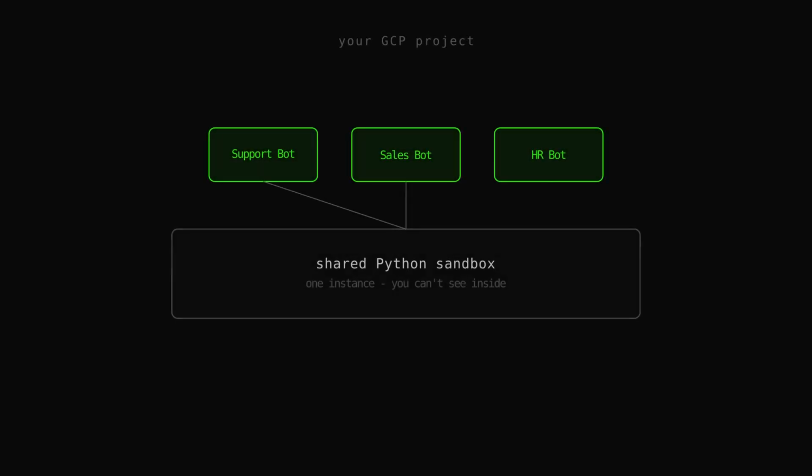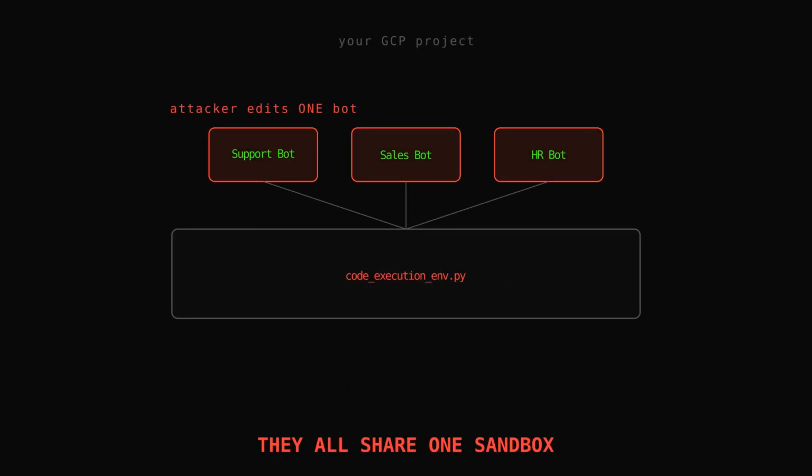You build a few chatbots on Google's Dialogflow. A support bot, a sales bot, an HR bot. Different agents, different jobs, totally separate. Except they're not. Underneath, every one of them that runs custom code shares a single Python sandbox, one instance that you can't see into or control. And researchers found that if you could edit just one of those bots, you could poison that shared sandbox once and quietly run your own code inside every other bot in the project.